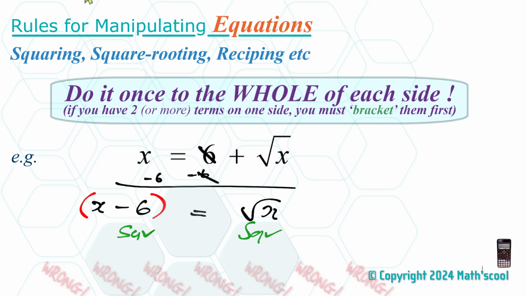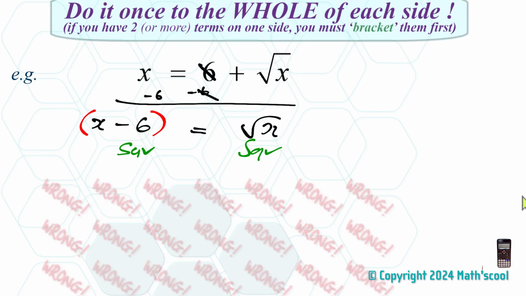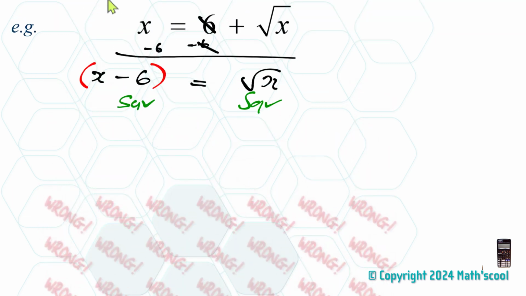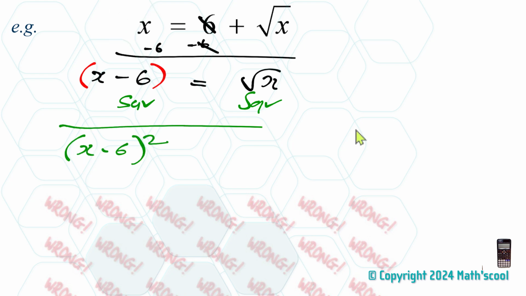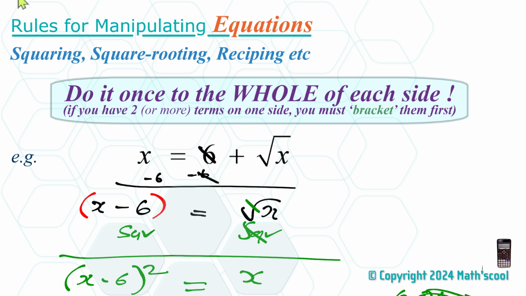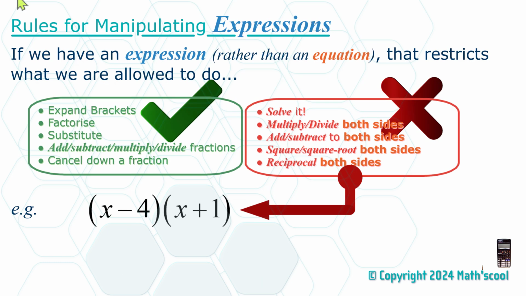And now the square and the square root will cancel each other out. Just move that out of the way. And so we're going to get (x - 6)² = x. Now you could go on and expand that. You could write that as (x - 6)(x - 6) and then expand the brackets if you wanted. But that's how to get rid of the square root in that case. So we found a couple of solutions for what we were doing.